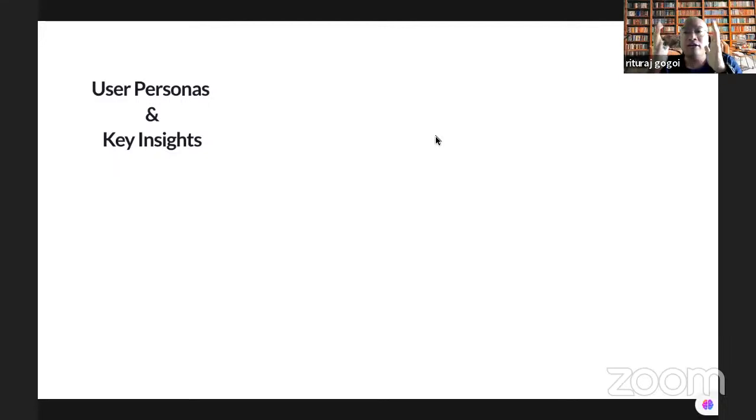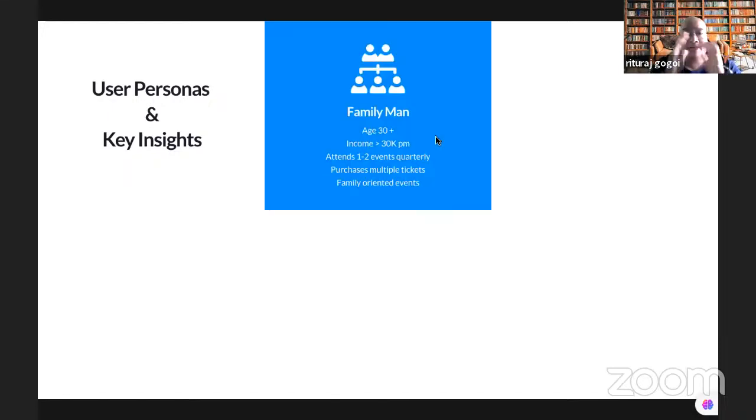Another main objective of problem discovery was to identify the key insights or the key problem statements that will then determine the future stages that will eventually take us closer to the product vision that we had in the very beginning. Okay? So the user personas that we identified, first of all, was that of a family man.